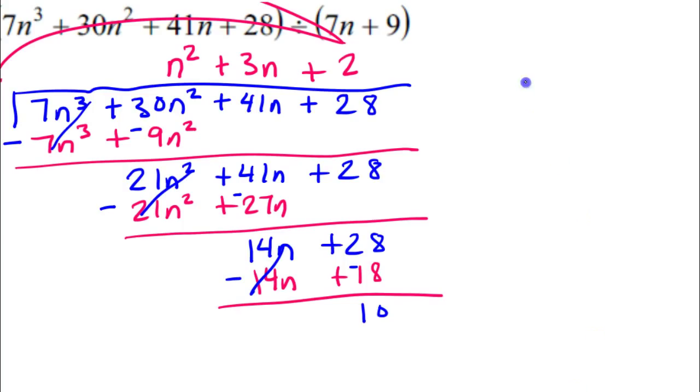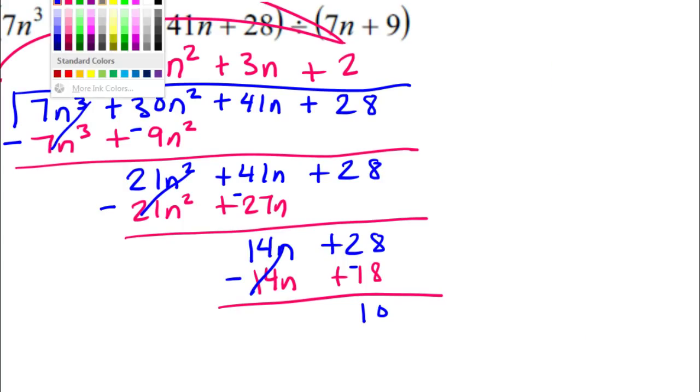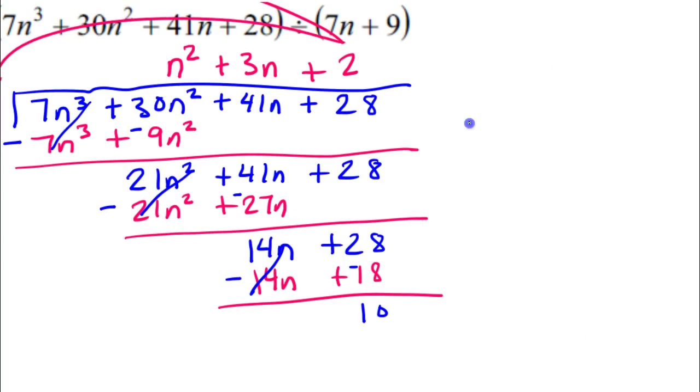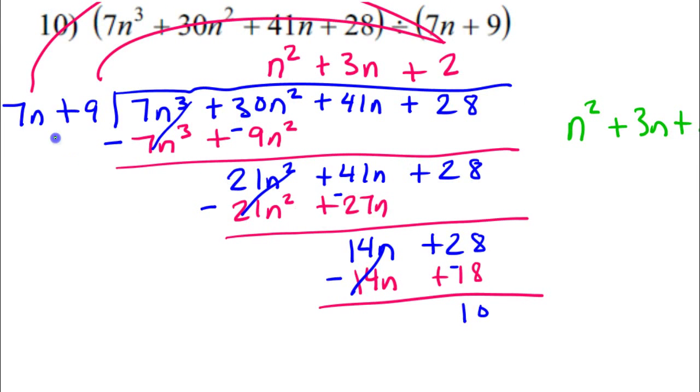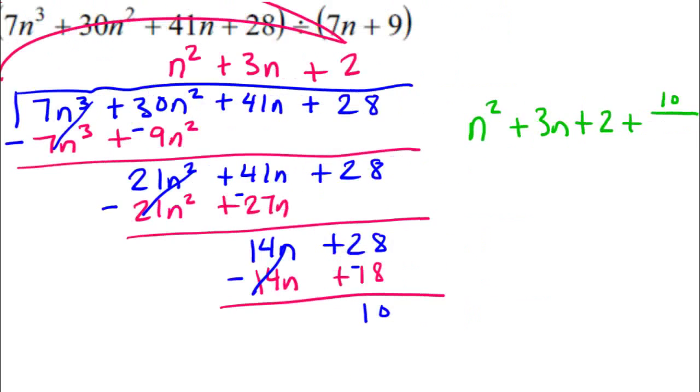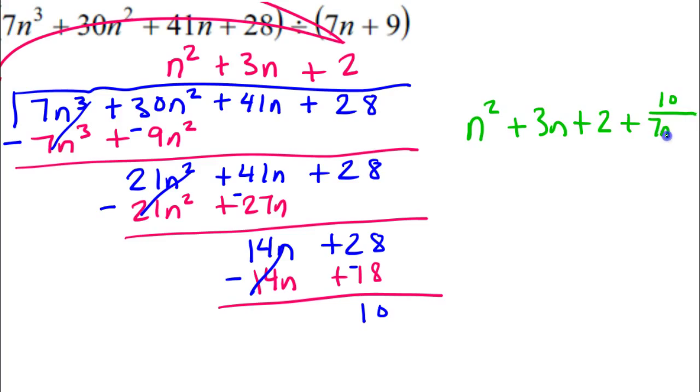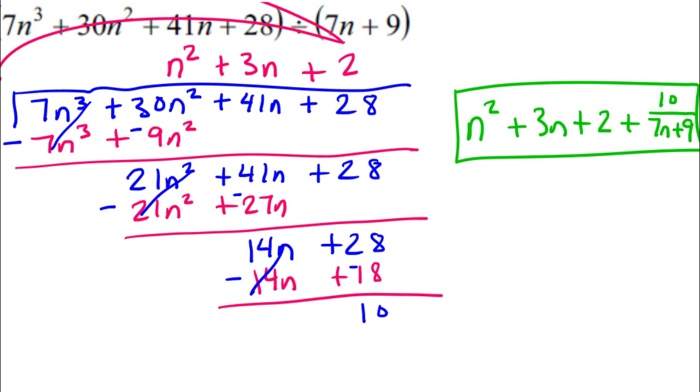But I'm going to write the whole thing over here. So the final answer is n squared plus 3n plus 2 plus 10 over, remember, 7n plus 9. Okay, so this is the answer to number 10.